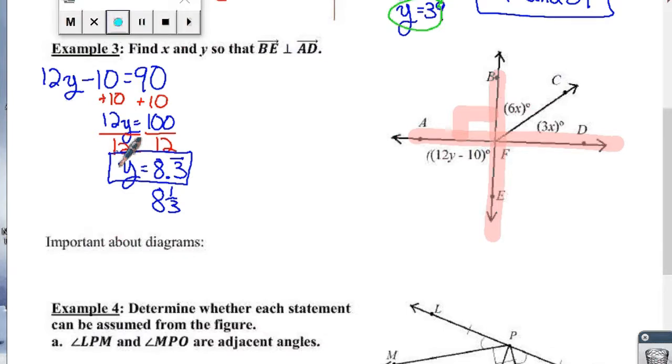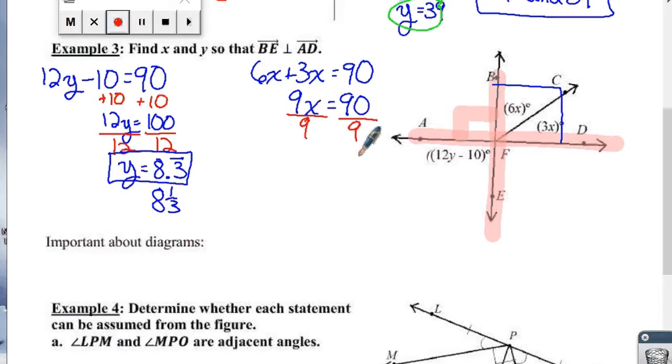Now we also want to find x. Now the catch is with x, it's two separate angles, and I don't necessarily know what the measure of either of those angles are, but I do know that this big angle has to be 90 degrees. So that means if I take 6x plus 3x, those two angles together have to equal 90. So combine your like terms. 6x and 3x equals 9x equals 90. Divide both sides by 9. And we get x equals 10. So y equals 8.3 repeating, and x equals 10.